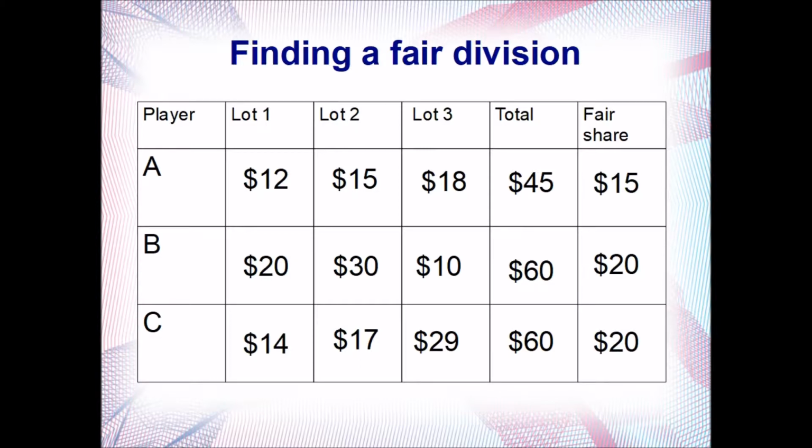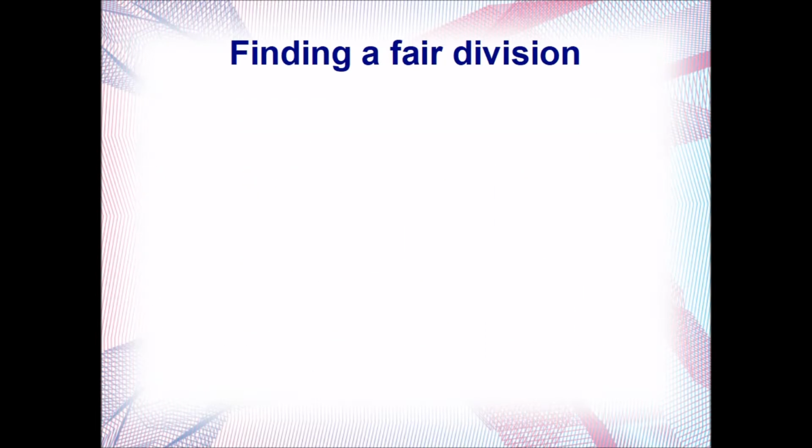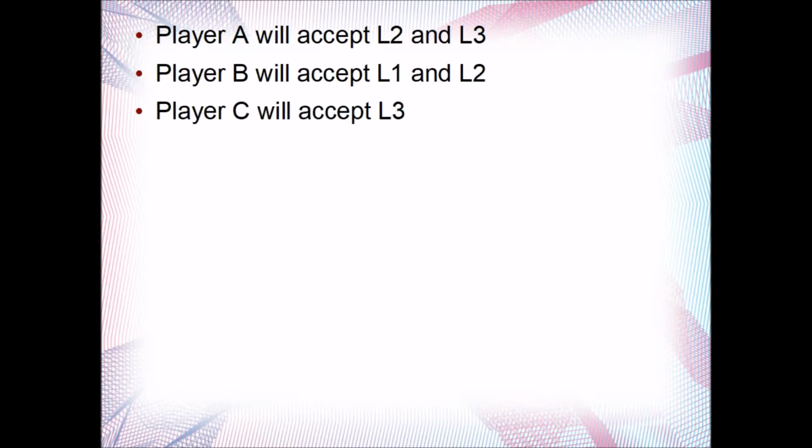The fair share for player A is $15, which means player A will accept lot 2 and lot 3. The fair share for player B is $20, which means player B will accept lot 1 and lot 2. And the fair share for player C is $20, so that means that player C will only accept lot number 3. To sum up my information here, player A will accept lots 2 and 3, player B will accept lots 1 and 2, and player C will only accept lot 3.